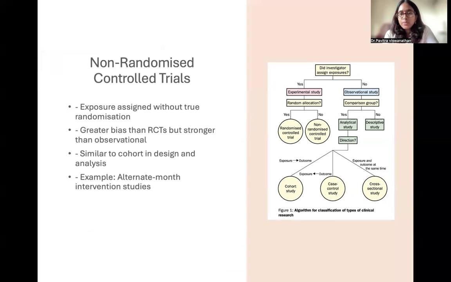Next comes your non-randomized control trial. So this is an experimental study. It's just that randomization has not happened. These are stronger than any observational studies, less strong than your randomized control trial, because in this randomization has not happened. Here, exposure has been assigned, just that there is no true randomization. It will be very similar to that of a cohort study.